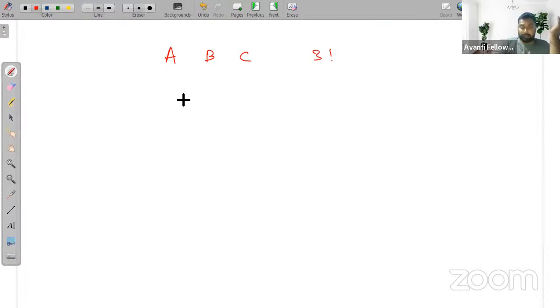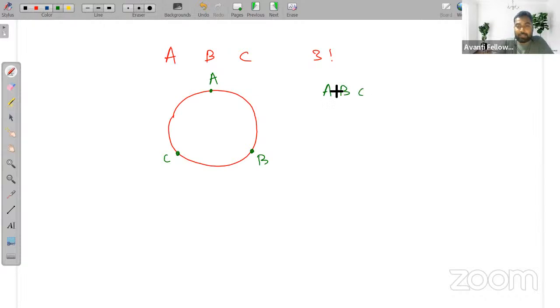If they are in a circle, suppose this is my circle, this is my A, this is my B, and this is my C. In how many ways can we arrange them? First go A, B, C. This is one arrangement. Then we can say B, C, A. Then we can say C, A, B.